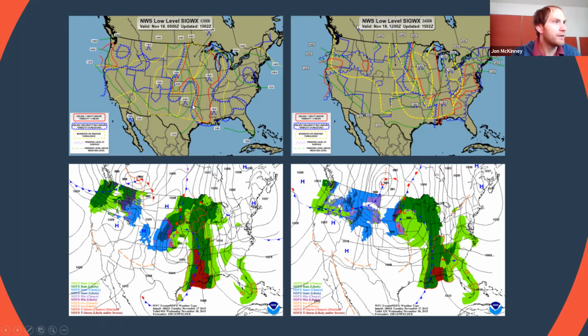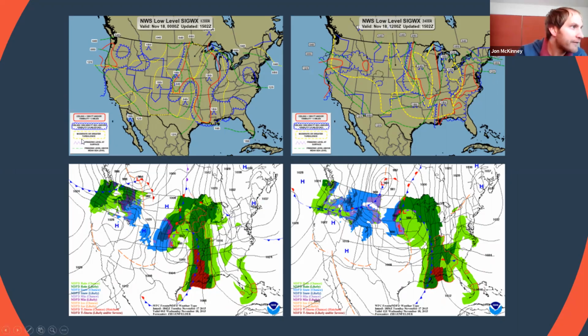So in the top two, let's study the top two. Low level SIGWXs. It's telling us that we have a lot of different symbols. Again, read the legends, look at the keys. You can see that they have a dark red, and they're telling us that means IFR conditions. You know, ceiling's less than 1,000, visibility is less than 3. There is a blue cloudy squiggle. That's for marginal VFR. 1,000 to 3,000 AGL ceilings, 3 to 5 statute mile visibility.